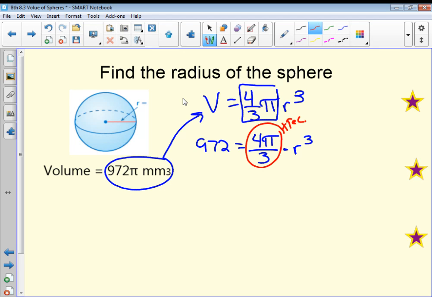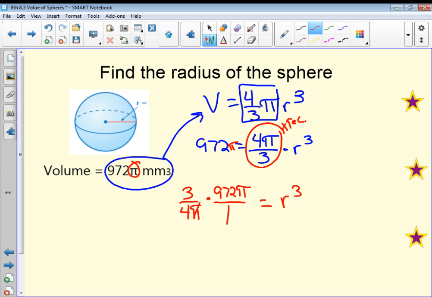Okay, multiply by the reciprocal. So over here, I'm going to write the reciprocal of 3/4 pi. And what did I do? I forgot to write my pi symbol there. Right there. I forgot to write that in there. And I just notice it in this step when I forget to do it. Times 972 pi over 1, because we're working fractions, equals radius cubed.